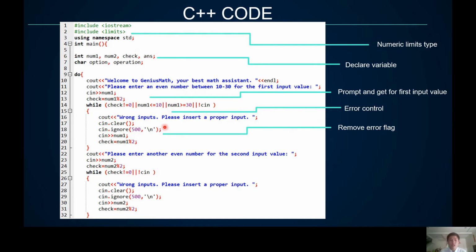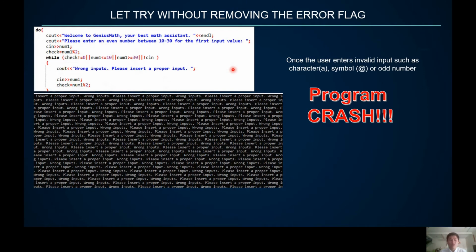What is different is that in this error control, we include two lines, which are cin.clear and cin.ignore. These cin.clear and cin.ignore are important in our error control procedure because without this code, the program will crash once the user enters wrong input. This is because when the user enters wrong input and we don't include those two lines, the computer will keep repeating the error flag because the error flag is not removed.